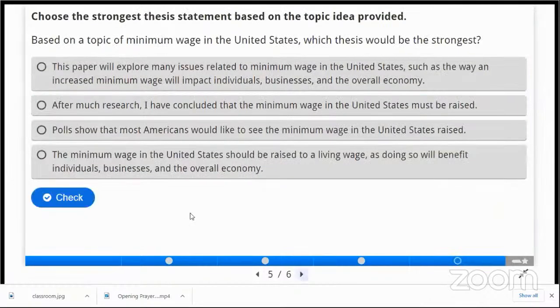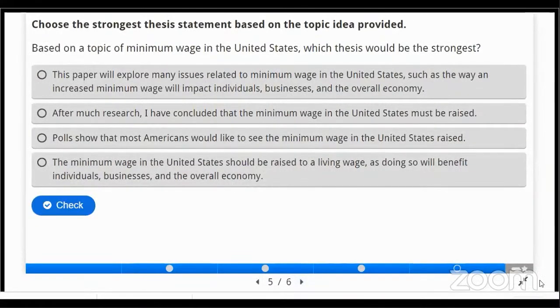Okay. Last question is for Kate. Last question for Kate. Based on the topic of minimum wage, go ahead. This paper will explore many issues related to minimum wage in the United States, such as the way an increased minimum wage will impact individuals, businesses, and the overall economy. After much research, I have concluded that minimum wage in the United States must be raised.